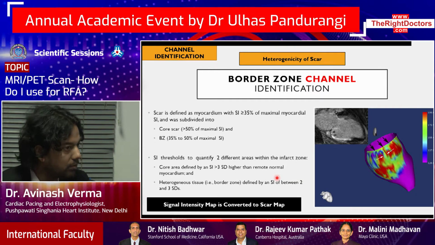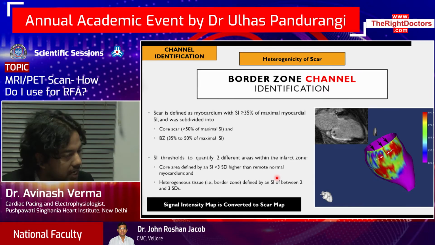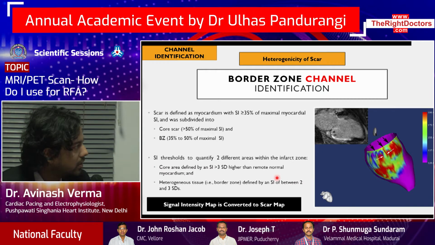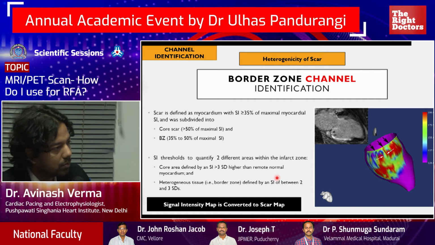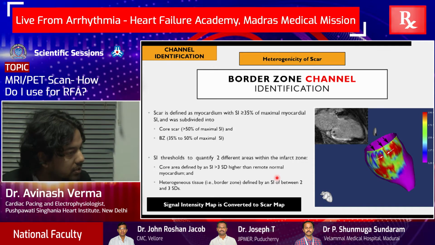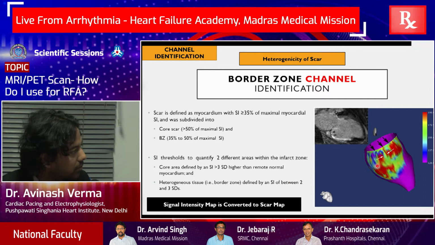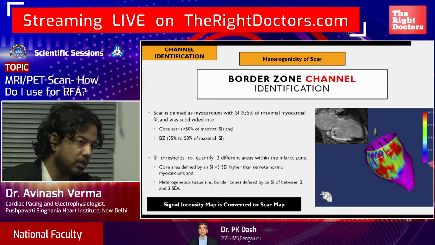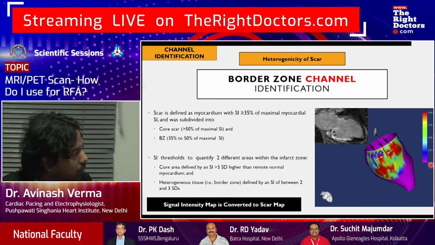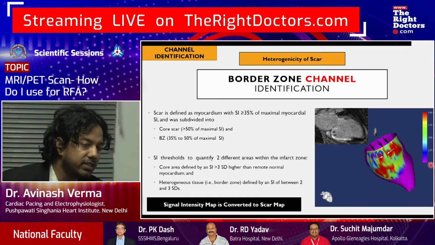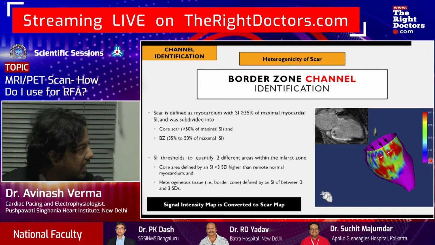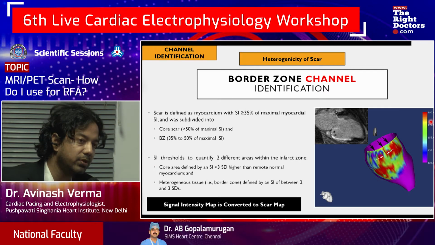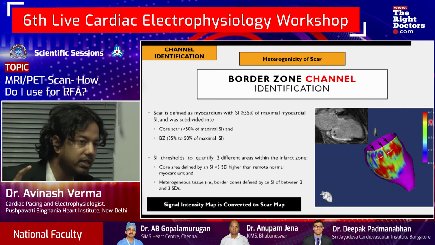So now we are talking about channel identification and heterogeneity of scar. This is how your MRI tells you how heterogeneous your scar is, the thing which I was talking about. It's not a uniform scar. If you see on this panel, the signal intensity is shown between 120 and 190. This is gadolinium enhancement. 120 is the least intense signal, present in the normal myocardium, and 190 is the most intense signal, present in the scar myocardium. These 2 are your extremes.